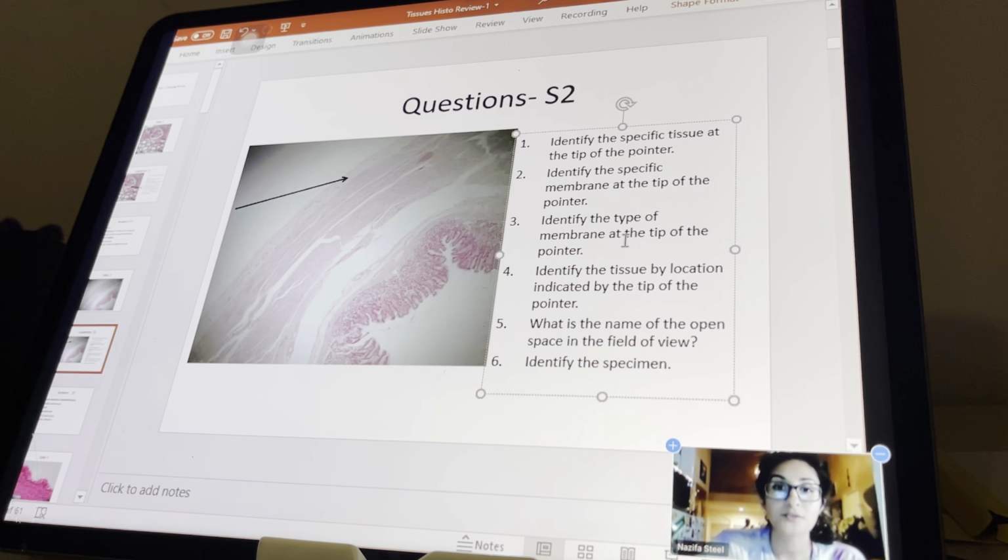Okay, so she kind of answered the other questions. So the type is the serous, right? So let's go through. Okay, Visha. So Visha, what is number 4? Identify the tissue by location indicated by the tip of the pointer.